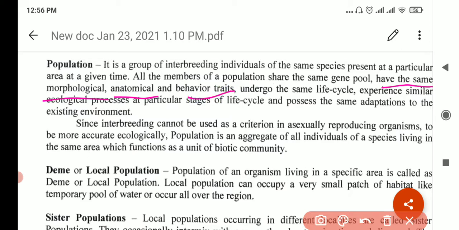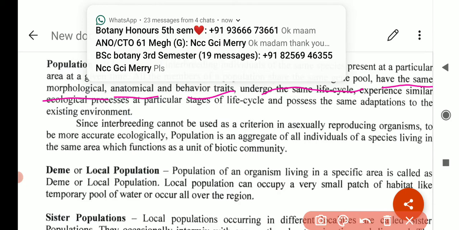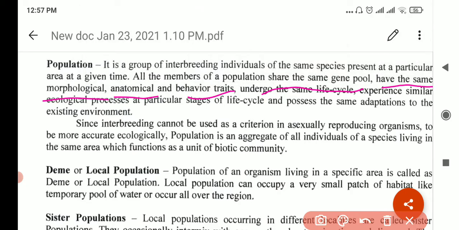A dog will behave like a dog, a lion will hunt like lions, a deer will behave like a deer, and they have to undergo the same life cycle. Humans, we will all be born, become toddlers, become teenagers, become adults, and then become old aged, right? So we have the same life cycle. Similarly, a butterfly first appears as a caterpillar, then it will cocoon itself, then it will morph itself into a butterfly. So they have the same life cycle.